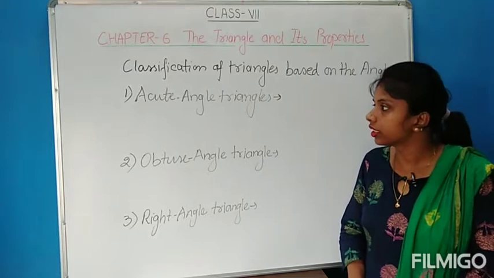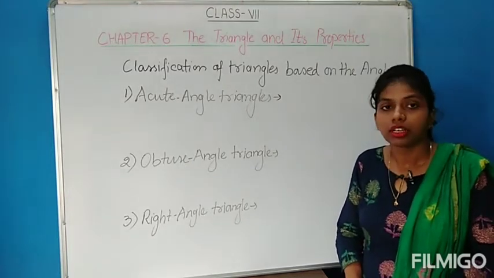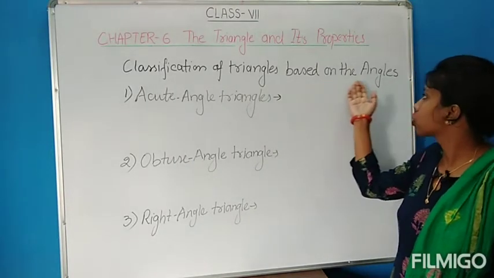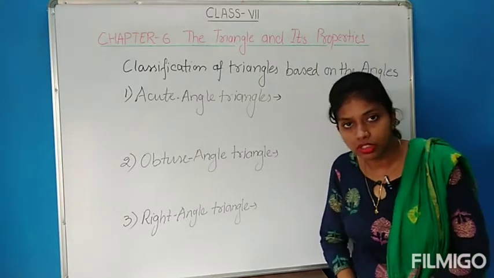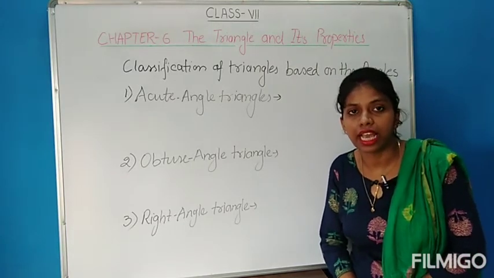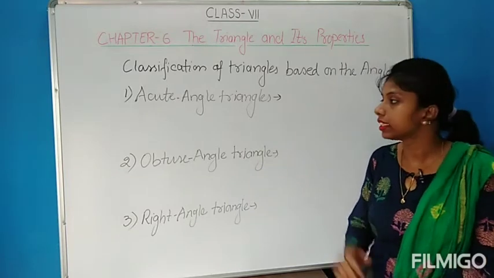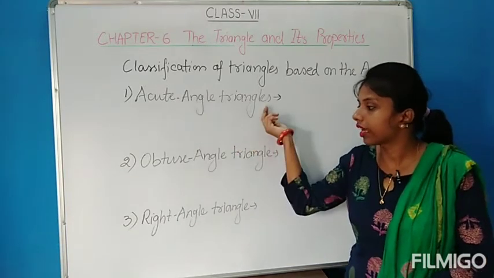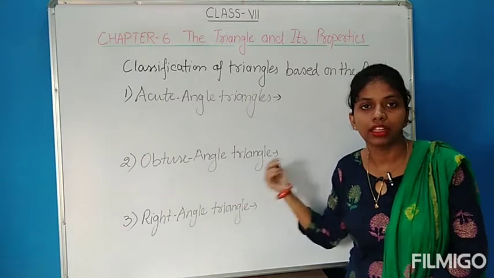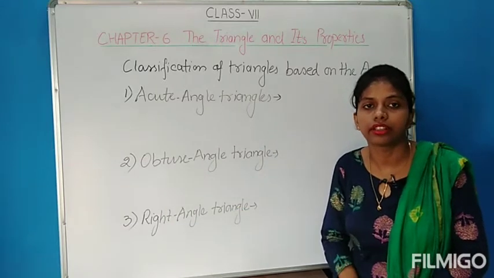Now we are going to discuss the second part, classification of triangles based on the angles. It is also divided into three types on the basis of angles. The first is acute angle triangle, the second is obtuse angle triangle, and the third is right angle triangle.